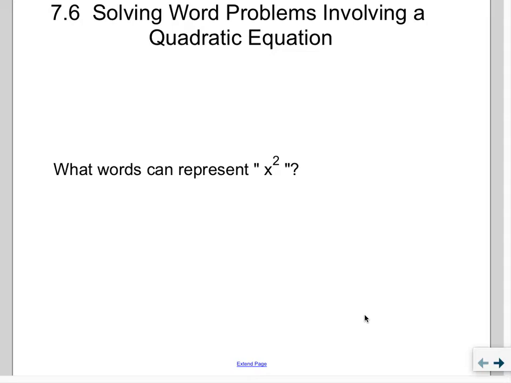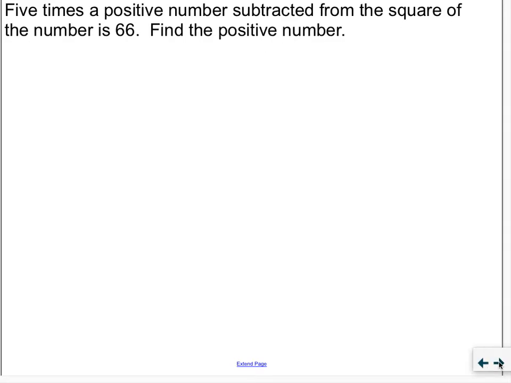So now we're going to get into solving some word problems that result in a quadratic equation. What we're going to do is find a couple different ways that we can use words to represent x squared, or squaring a variable. And sometimes it comes right out and tells us, like in this first one here. 5 times a positive number subtracted from the square of the number is 66.